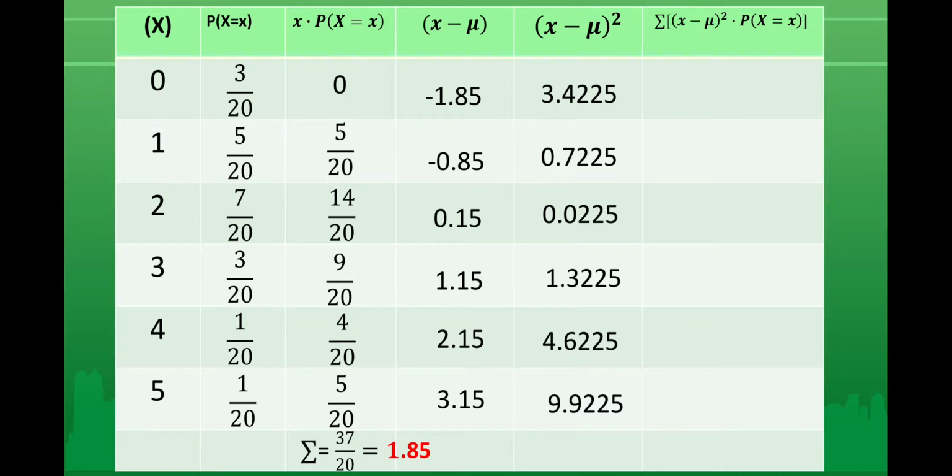And for the last column, we're going to multiply the value obtained from the fifth column by the probability of x, which is in the second column. So that is 3.4225 times 3 over 20 is equal to 0.513375. And 0.7225 times 5 over 20 is equal to 0.18625.